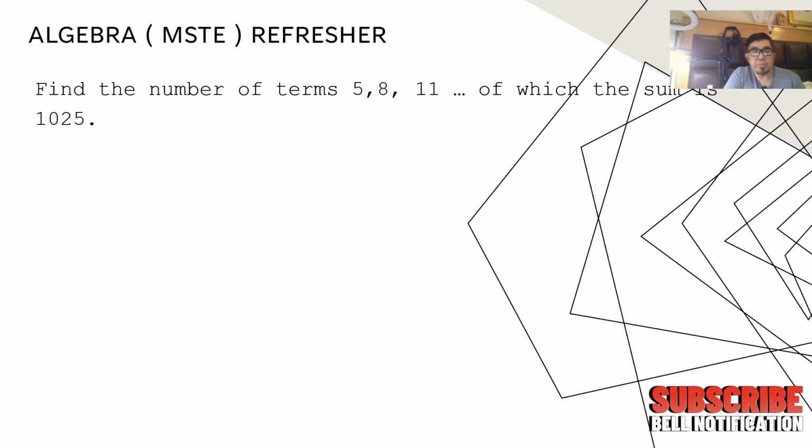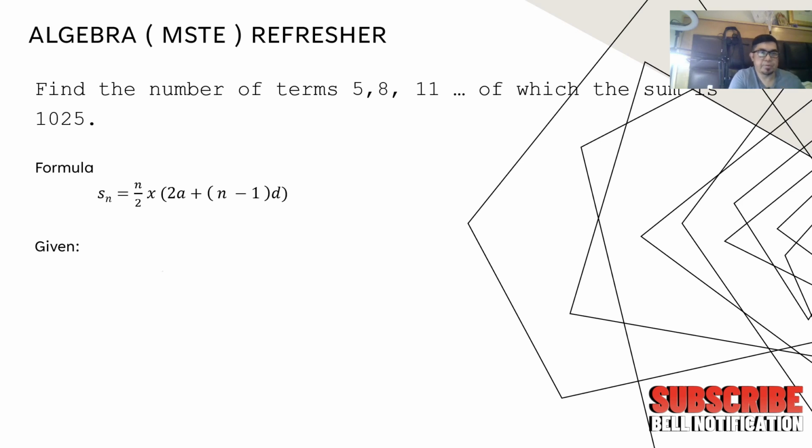This problem is from the progression subject. All civil engineers are familiar with this one. This is a number one question on MSTE. The formula is Sn equal to n over 2 times 2a plus n minus 1 times d.